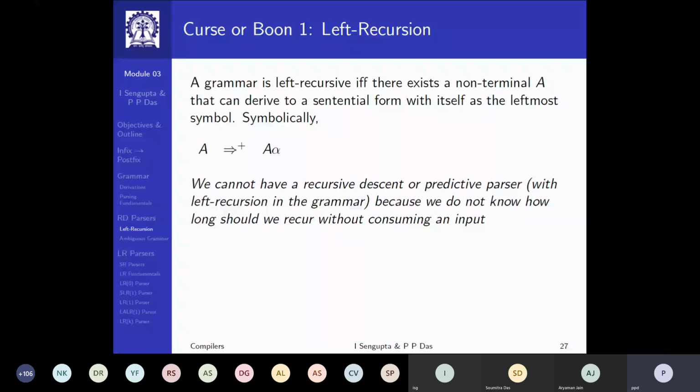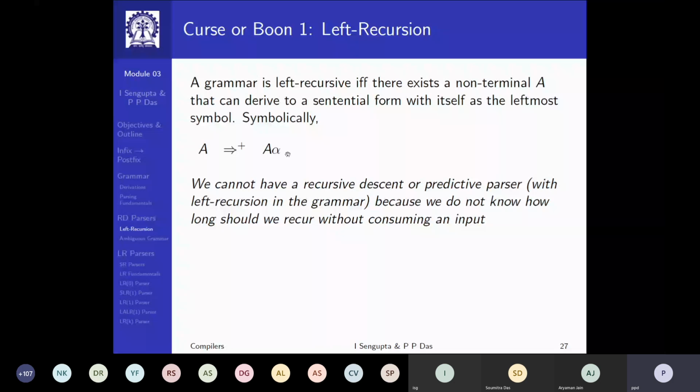All that you need is a single non-terminal having this behavior. There could be multiple such non-terminals. And if that happens, we cannot have a recursive descent or predictive parser with this left recursion, because we do not know how long we should recur without consuming any input. So that's the basic point.